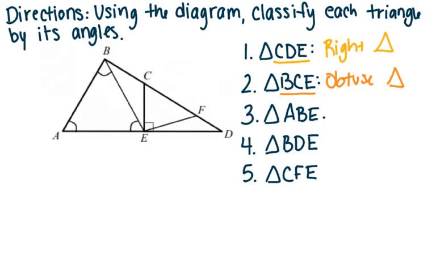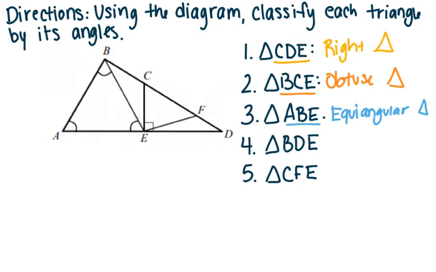Alright, same thing for the next one. We're going to follow the order of the letters. A to B to E. So all 3 angles are congruent. This one is an equiangular triangle.